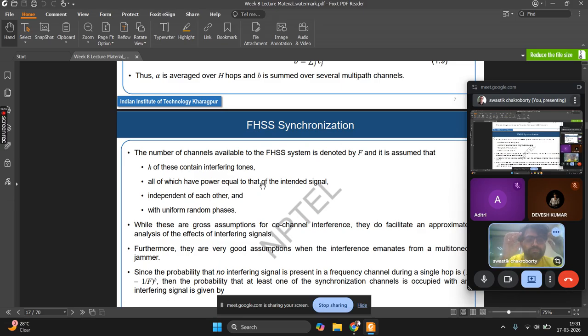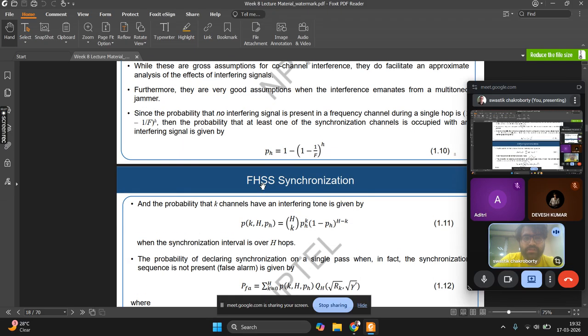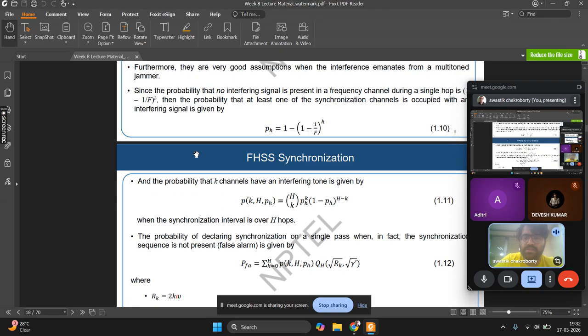So if you consider it from one user's point of view, the other users are interferers. So each of these contains interfering tones. That is, those are the incorrect hops. If you are locking onto a particular hop for a particular user, the other hops are interfering tones, all of which have power equal to that of the intended signal. So basically the power is equally distributed among all users, independent of each other, with uniform random phases. While these are gross assumptions for co-channel interference, they do facilitate an approximate analysis of the effects of interfering signals.